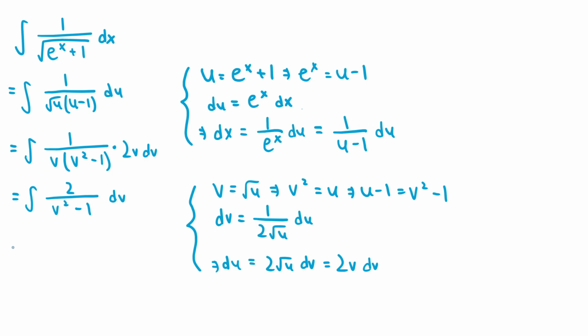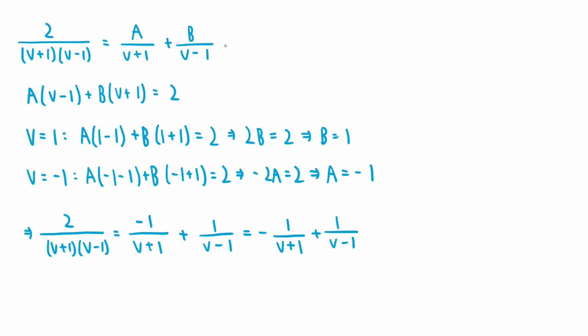We can factor the denominator and rewrite this as the integral of 2 over parentheses v plus 1 times parentheses v minus 1 dv, and now we need to use partial fractions to split this into two smaller fractions. So here's how we do the partial fractions. We start with 2 over v plus 1 times v minus 1, and set that to equal a over v plus 1 plus b over v minus 1, since the denominator contains distinct linear factors.